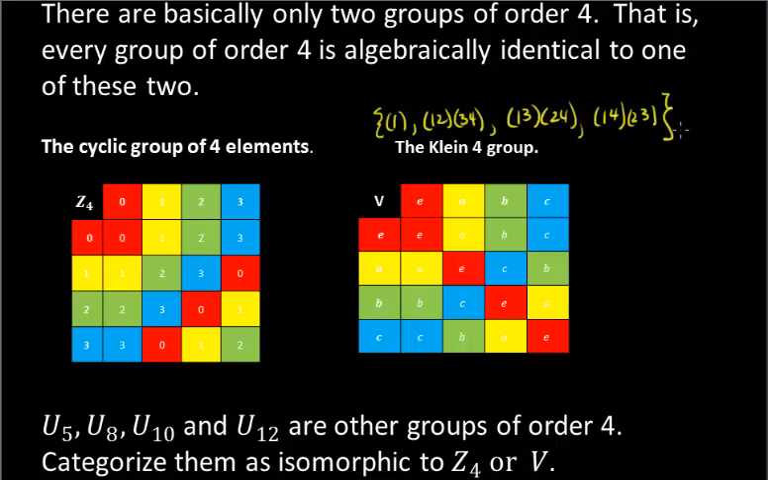So you can see that these are certainly not algebraically identical, because in the cyclic group of 4 elements, we only have one element that if you add it to itself, you get 0, and that's 2. 2 is the only non-identity element of order 2, but over here we have all 3, A, B, and C, or in this case, the product of 2 cycles, all have order 2.